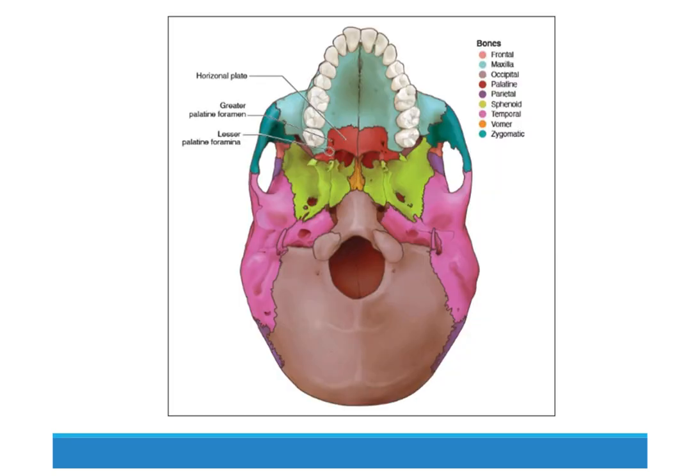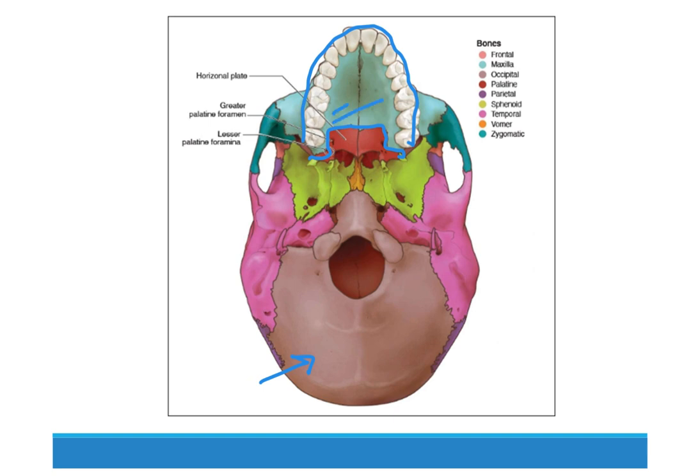So now again, we're looking at a different perspective on the skull. In this case, we've taken the whole skull, taken off that lower jaw and turned it upside down. So we're looking at the bottom of the brain case here. But if you look at the upper jaw, here are our teeth, and the palatine bone is this very, very back section of the roof of the mouth.